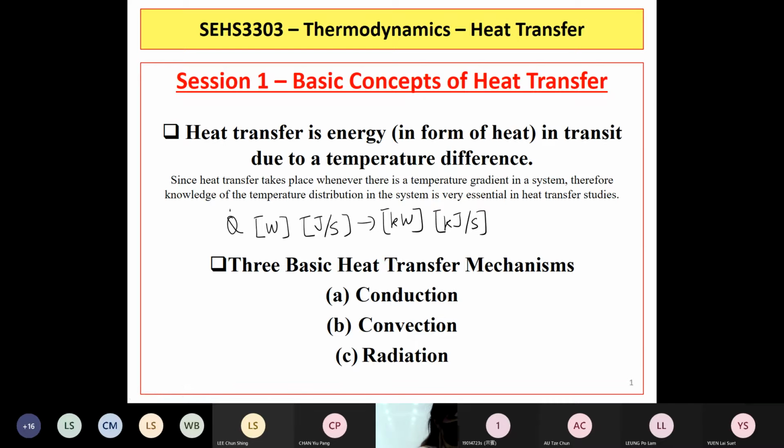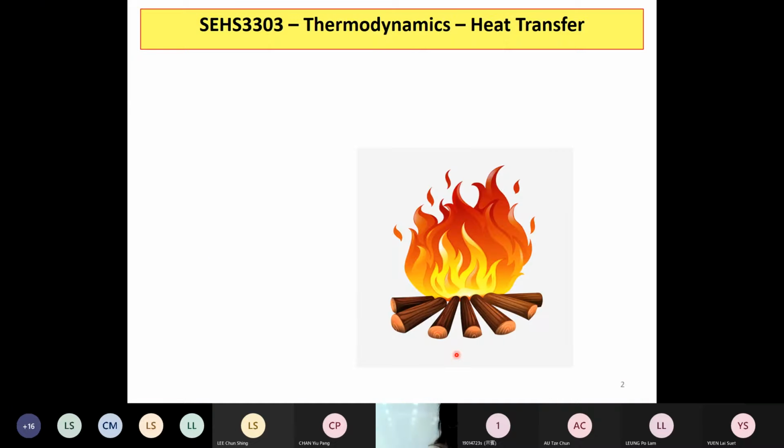When we talk about heat transfer, there are three basic mechanisms: conduction, convection, and radiation. Conduction in Chinese, it should be 传导. Convection, 对流. Radiation, 辐射. 热传导, 热对流, and 热辐射. We only have these mechanisms in heat transfer. So, let's go through them.